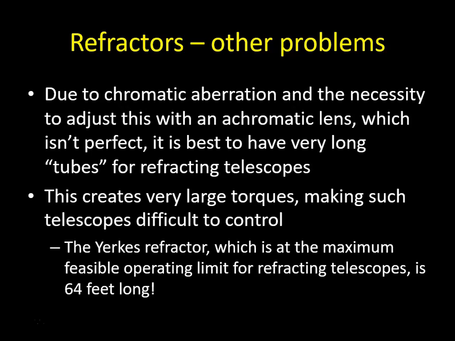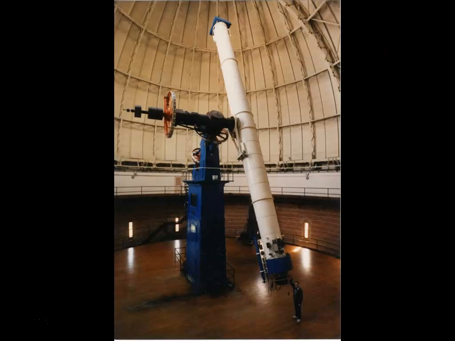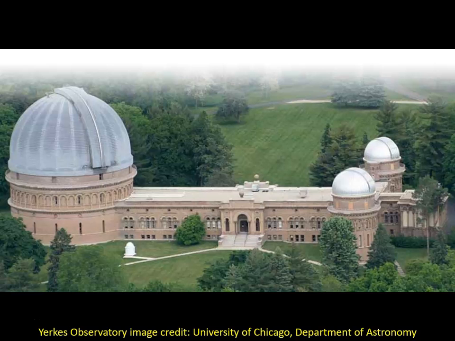It's in Wisconsin, but it's controlled by the University of Chicago. The tube is 64 feet long, and the lens is about 1 meter wide, so it's like 40 inches wide. But this is the largest, widest aperture refracting telescope in the world, just 40 inches. Remember, we were just doing a comparison problem with a 5 meter compared with a 10 meter reflecting telescope. So Yerkes Observatory is quite nice, but it's the largest one that's ever been built.